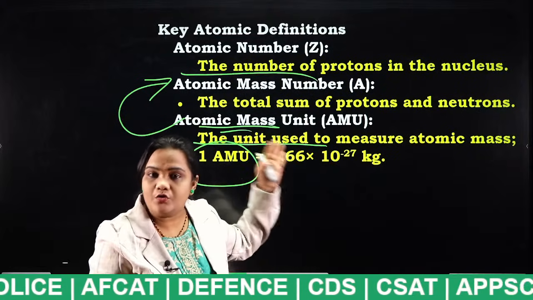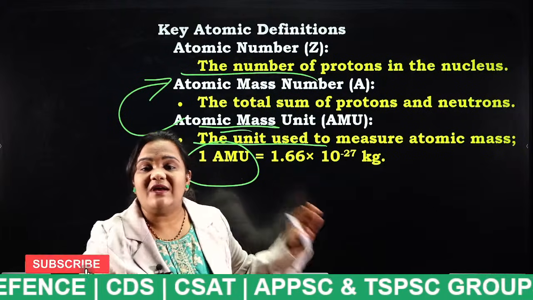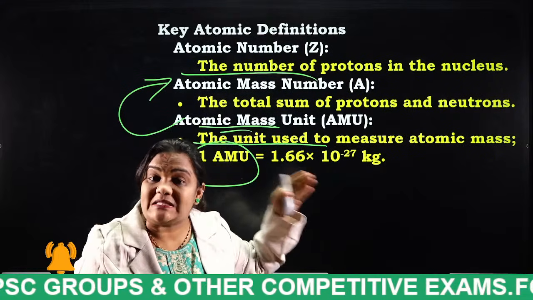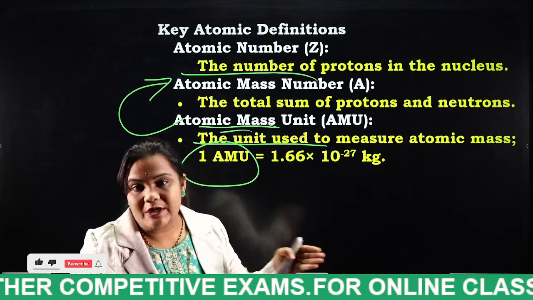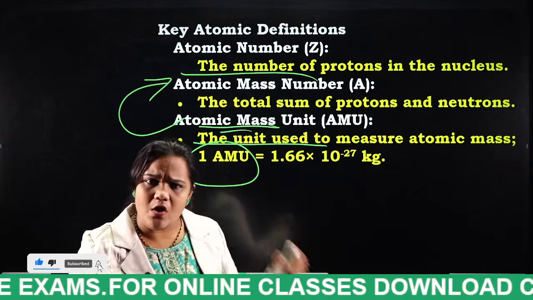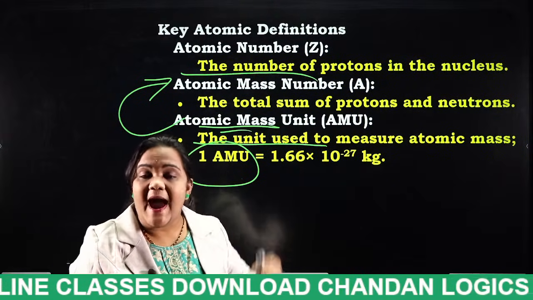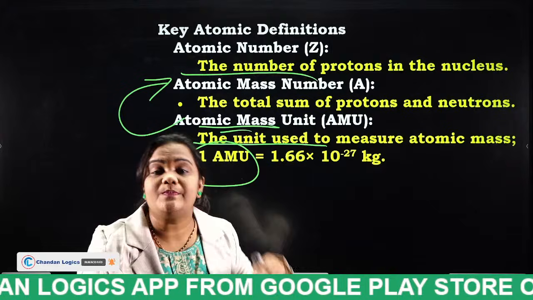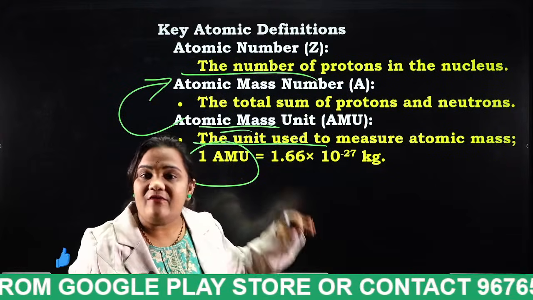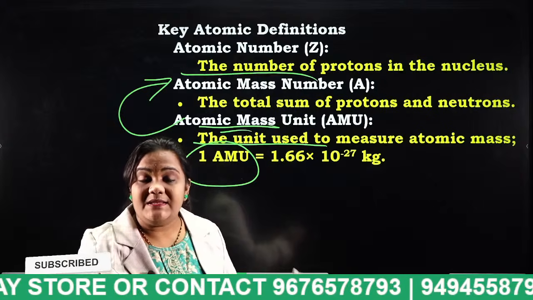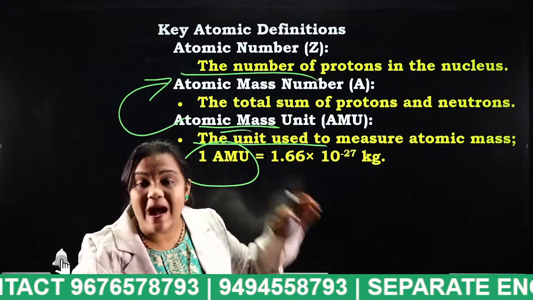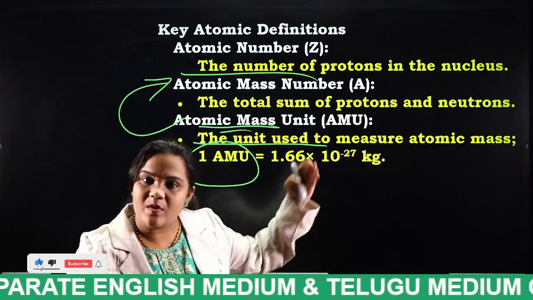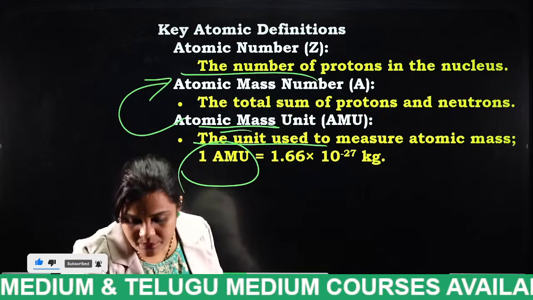Okay, did you understand what those important definitions are, students? First is atomic number. Atomic number is nothing but what, students? The number of protons present in the nucleus. Protons, we all know, are positively charged particles. And what is atomic mass number, students? Atomic mass number is nothing but the number of protons plus neutrons present in the nucleus. And finally, atomic mass unit. The unit which is used to measure the atomic mass is considered as atomic mass unit. One atomic mass unit is equal to 1.66 into 10 power minus 27 kg. Clear, all of you? Okay.